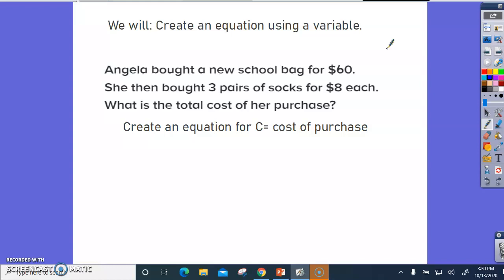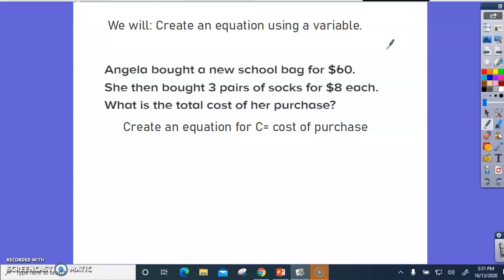So, Angela bought a new school bag for $60. She then bought 3 pairs of socks for $8 each. What is the total cost of her purchase? On our order of operations, we learned steps and putting parentheses. So we're going to use all the information that is given. We're going to create an equation for C, equaling the cost of our purchase. So our variable here is C. Remember, we don't have to solve. We just need to create an equation for what we are going to try to solve for.